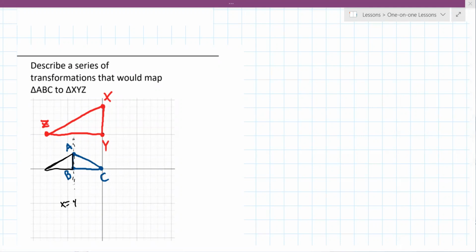Yeah, I see that. Now we have the shape facing the same way. Right. So then what do you do from there? You can move it. You could dilate it. You could dilate it and then move it, or you could move it and then dilate it. It doesn't really matter. I think move it and dilate it, because then I can see what I have to dilate about better.